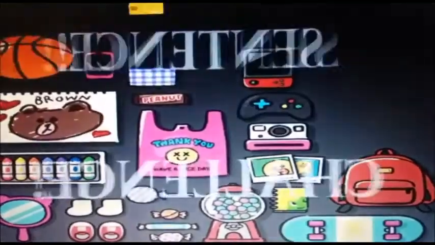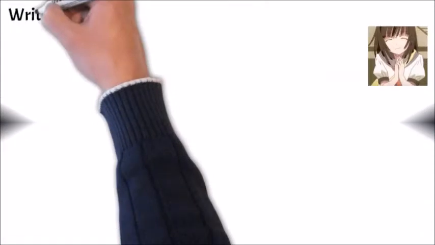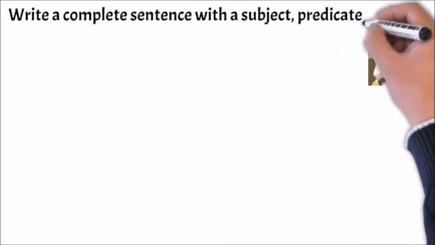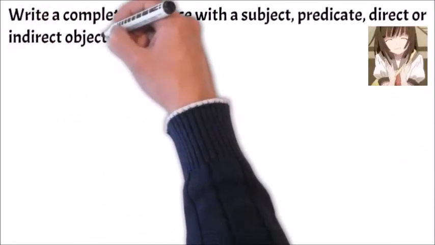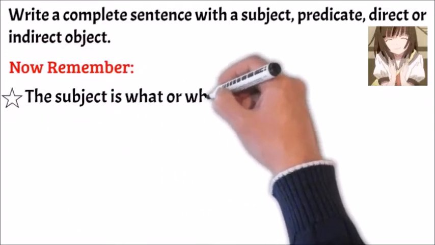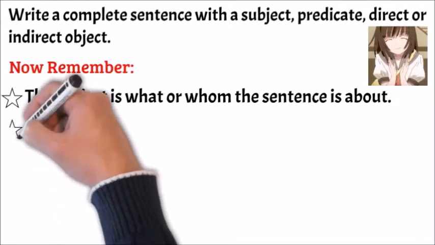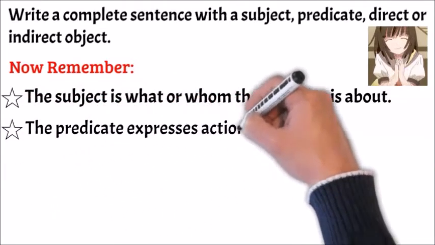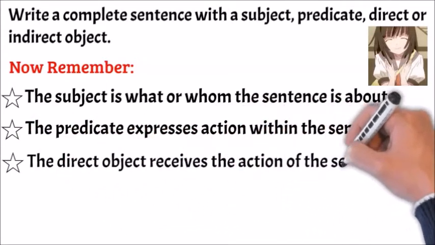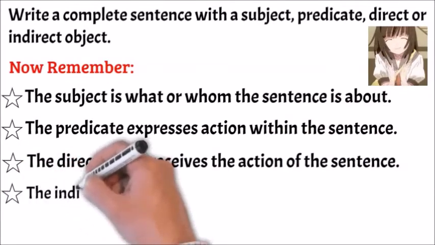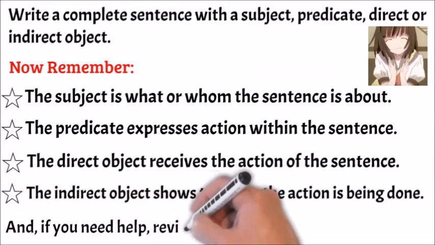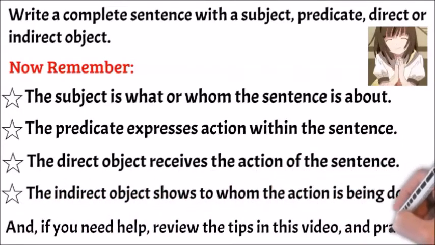Now for this week's sentence challenge. Write a complete sentence with a subject, predicate, direct or indirect object. Now remember, the subject is what or whom the sentence is about. The predicate expresses action within the sentence. The direct object receives the action of the sentence, and the indirect object shows to whom the action is being done. And if you need help, review the tips in this video and practice.